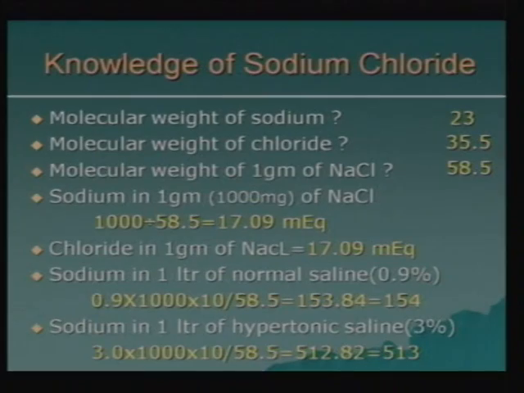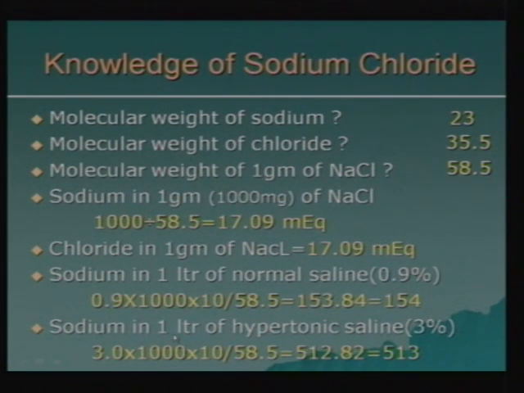You should know that, and it is common knowledge again: what is the sodium in 1 liter of normal saline? Many students are not able to answer this sometimes, and it should be on your fingertips that it is 154 milliequivalent. It is not that somebody just told us 154; there is a formula to derive it. Again you divide by the same thing. It is 0.9%, that means 0.9 gram, multiplied by 1000 milligrams, then multiplied by 10, divided by 58.5. This comes to 153.84, and for practical purposes it is taken as 154.